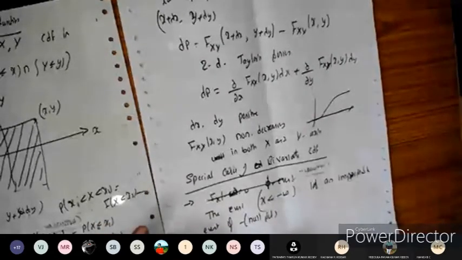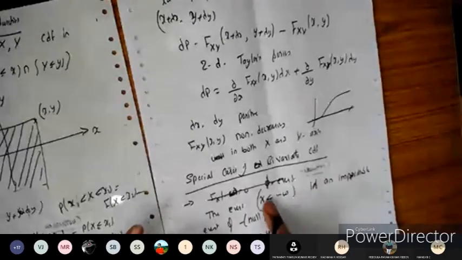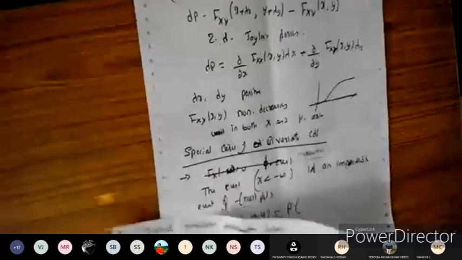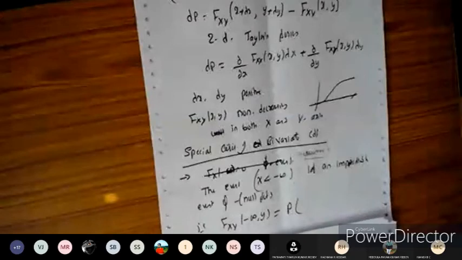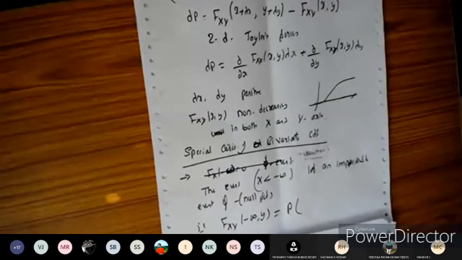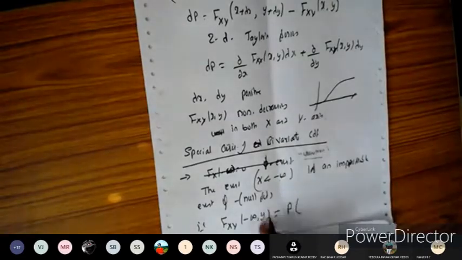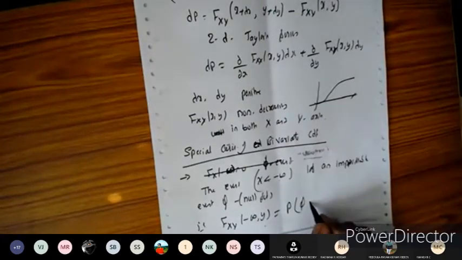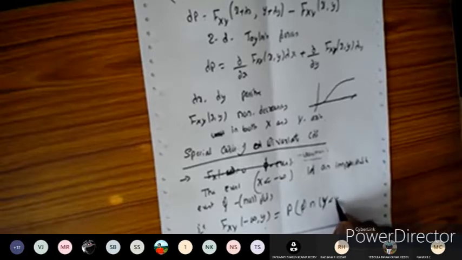So we can define this mathematically. F_XY of minus infinity comma y, because I am substituting the value of minus infinity for x. As per the definition of the CDF, F_XY is the probability that X takes a value less than x and Y takes a value less than y. Since for x less than minus infinity this is a null event, I can take it as 0, the null event intersected with Y taking a value less than y.